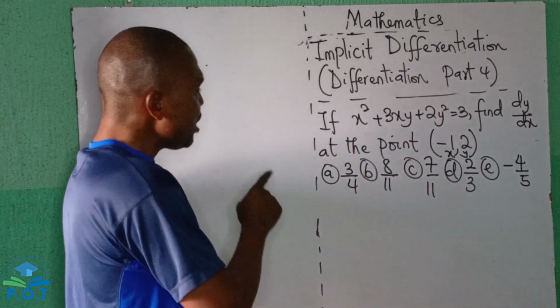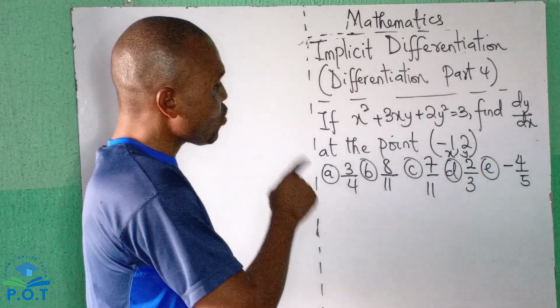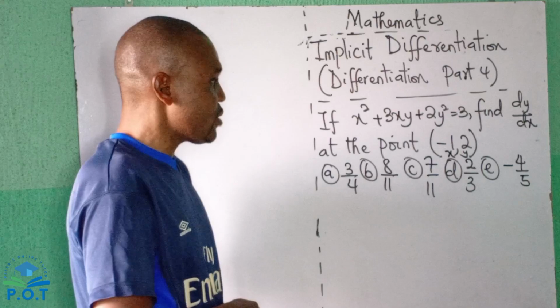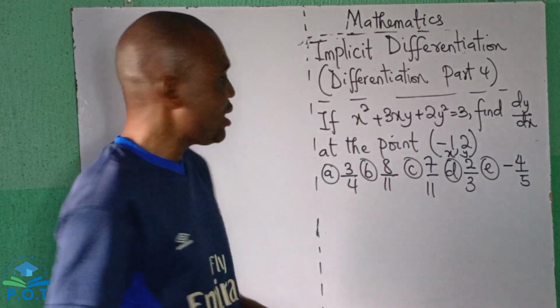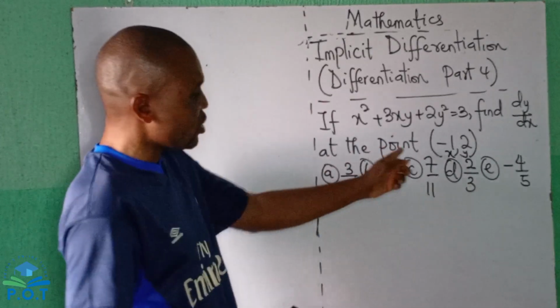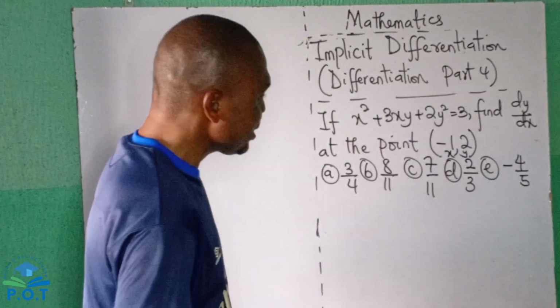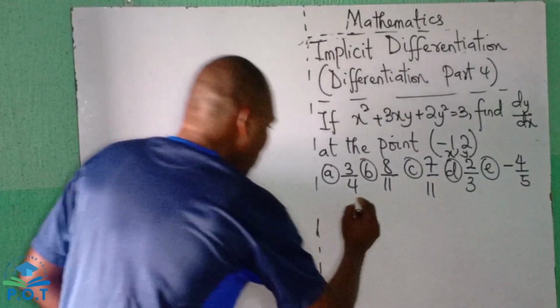Now, there's a question for us on the board. It reads, if x squared plus 3xy plus 2y squared equals 3, find dy/dx. Okay, now how do we solve this? Remember, they give us a point at (-1, 2). Solution.